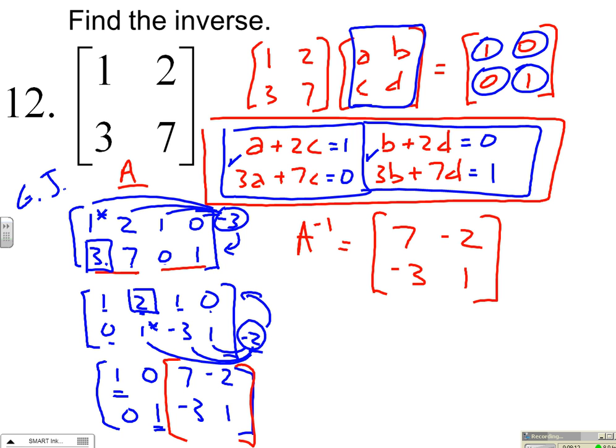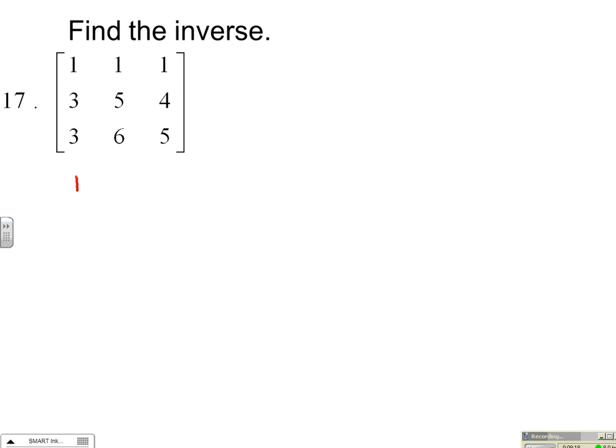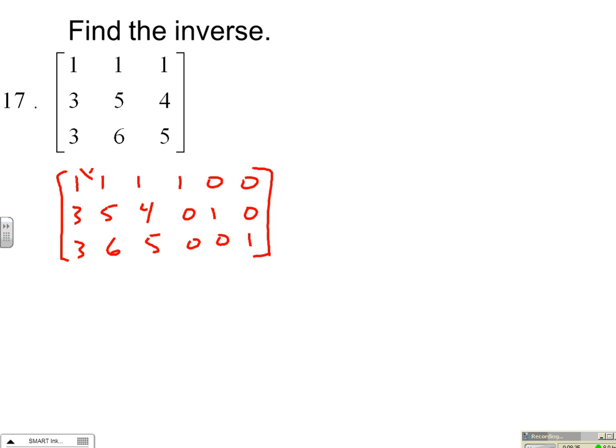Find the inverse. We would go same exact process here. 1, 1, 1, 3, 5, 4, 3, 6, 5. I'm going to tack onto that. Now, fortunately, our calculators do this for us, but I'm going to go through this process. You can see a 3 by 3 Gauss-Jordan. I'm going to use 1 to wipe out those values. So I'm going to multiply by -3 and add it into both rows.